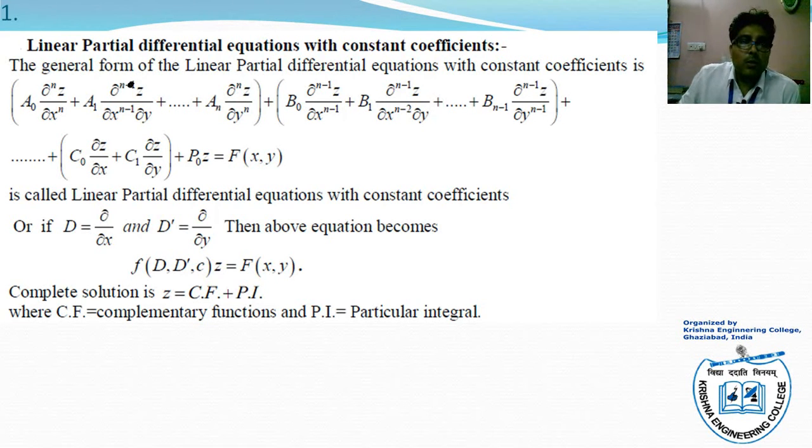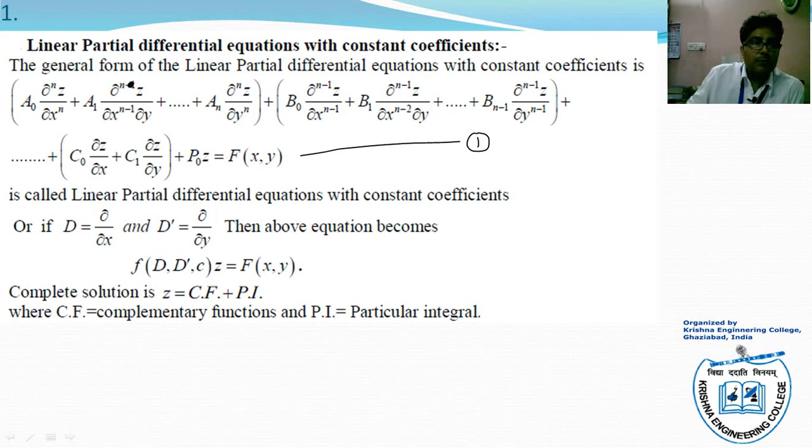A linear differential equation of nth order with constant coefficient is of the form a naught del to the power n z by del x to the power n plus a1 del to the power n z upon del x to the n minus 1 del y dot dot dot a n del to the power n z upon del y to the power n plus b naught del to the power n minus 1 z upon del x to the power n minus 1 plus b1 del to the power n minus 1 z upon del x to the power n minus 2 del y plus dot dot dot b n minus 1 del to the power n minus 1 z upon del y to the n minus 1 plus dot dot dot plus c naught del z upon del x plus c1 del z upon del y plus p naught into z is equal to f of x y.